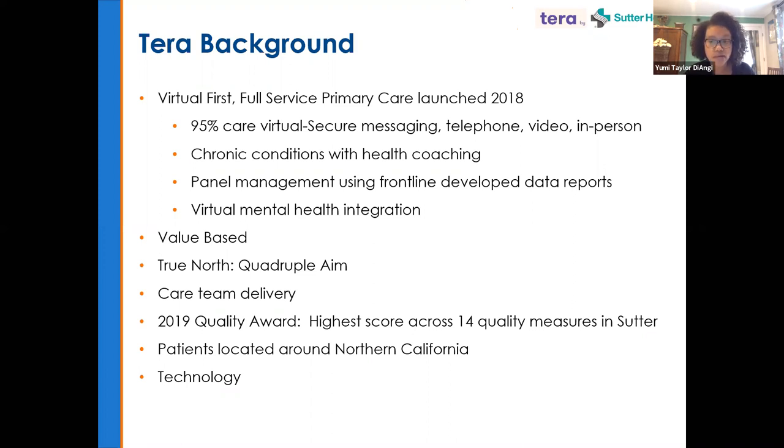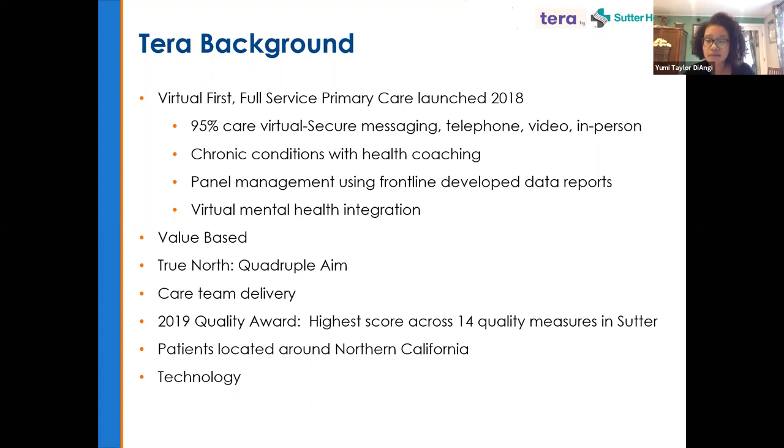Our patients are located around Northern California because we do have a virtual footprint. We have patients in multiple different counties. As well, we're growing, so we're hiring physicians and building out our pods. So we'll be continuing to spread across Northern California.